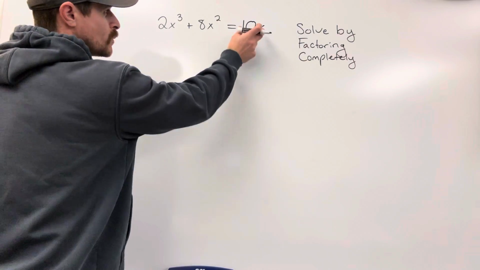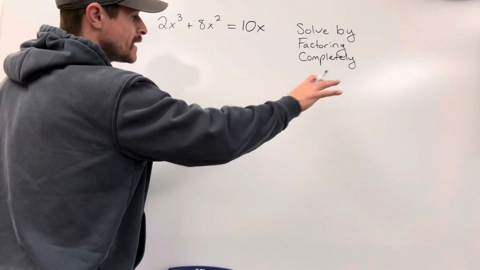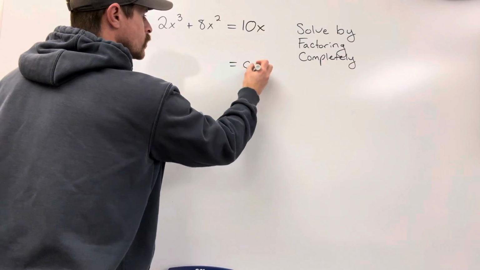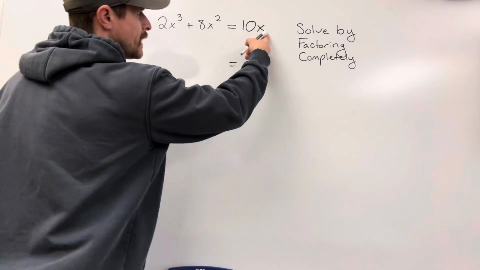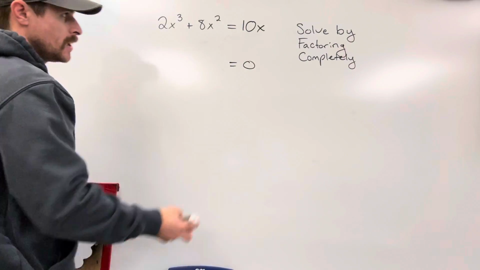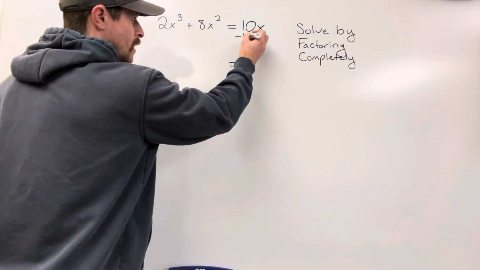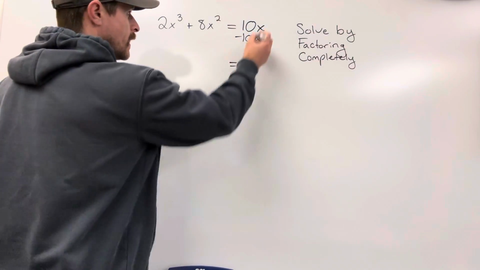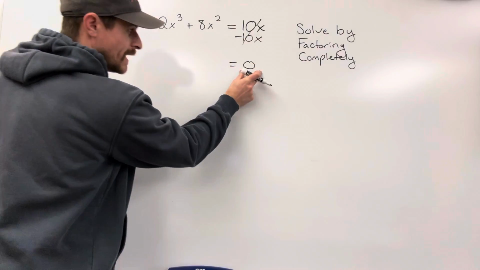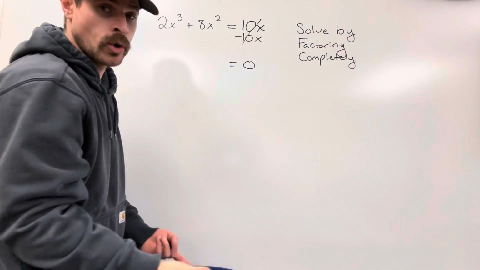So step one is we've got to get rid of this 10x on the right side and make this look like equals 0. How would I get rid of 10x? We use inverse operations. The opposite of a positive 10x is subtracting 10x, or negative 10x. Those will cancel, leaving you with nothing on the right side, which is our goal to start this problem.